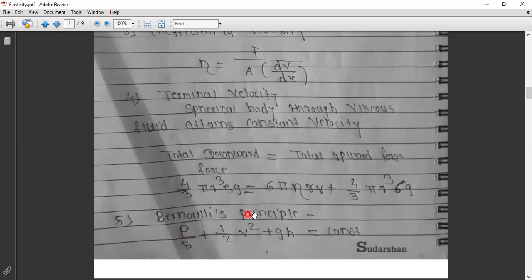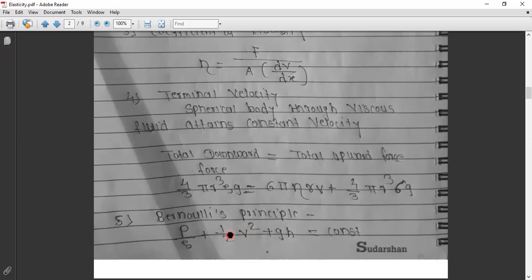This term is due to the kinetic energy per mass, and this is potential energy per mass, and the algebraic sum of these three types of energy, pressure energy, kinetic energy per mass and potential energy per mass, remains constant. This concept is known as Bernoulli's principle. This Bernoulli's principle is required to find out the velocity of the fluid, as well as the density and the pressure.